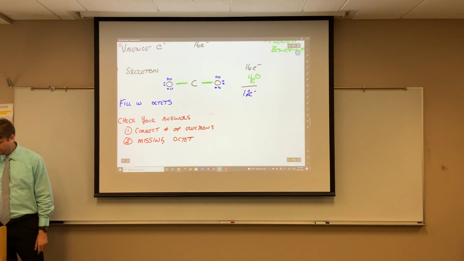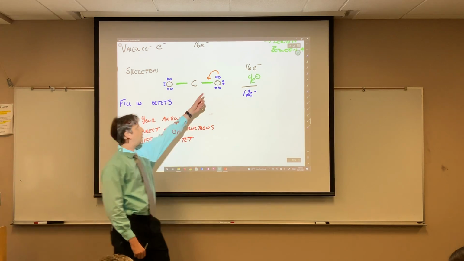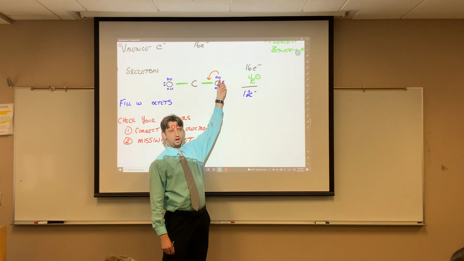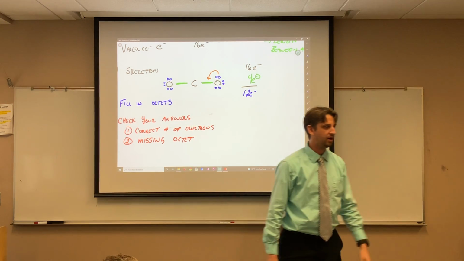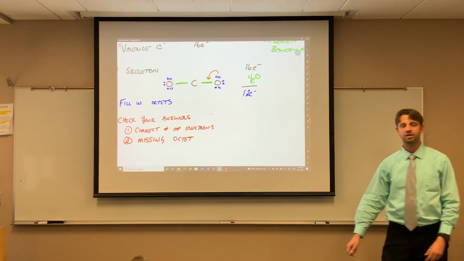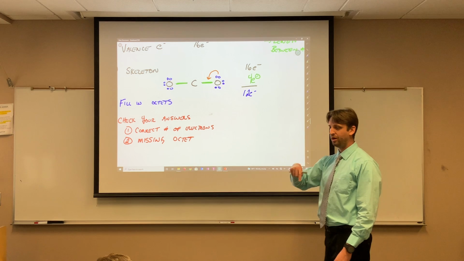I represent that by drawing a double-headed arrow. The origin of the arrow starts at the electrons and it points towards where they end up. Everybody with me on that? This is what arrow pushing mechanisms are. This is what arrow pushing is: where the electrons start to where they end up. Good?